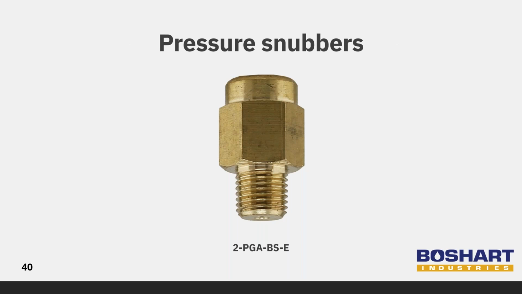Pressure snubbers are installed ahead of pressure sensing instruments to protect them from rapid pulsations and damaging shocks. Pressure snubbers can increase the life expectancy of a pressure gauge.